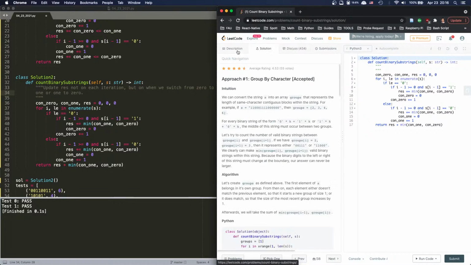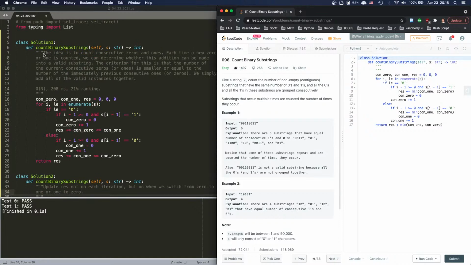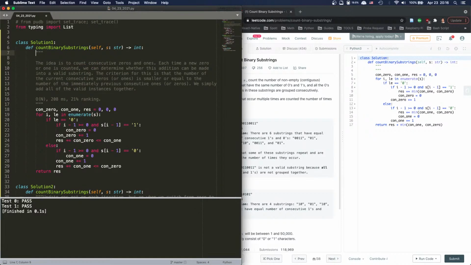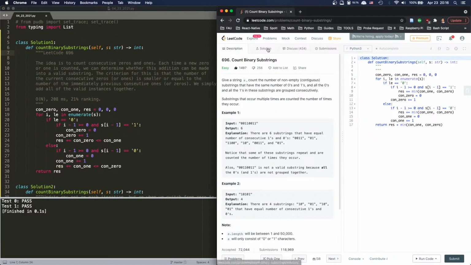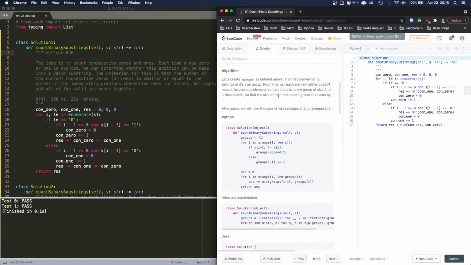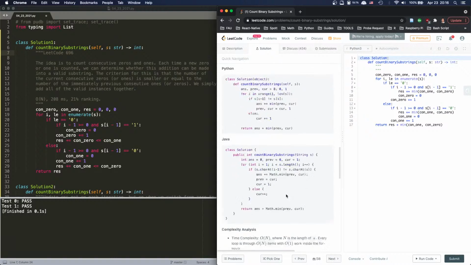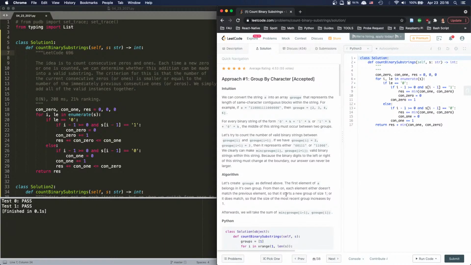Let's see. Oh yeah, it's an easy question, which means maybe my method is not. My method doesn't feel easy to me, man. 696. Oh, a lot of 6s and 9s. All right. Group by characters, then linear scan. Okay, let's take a look.